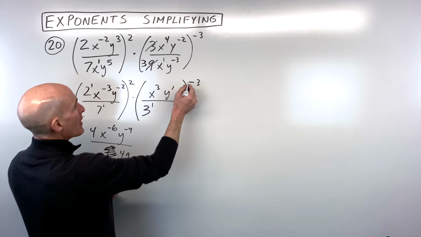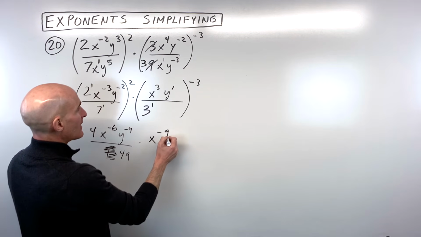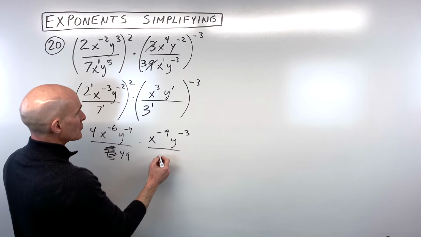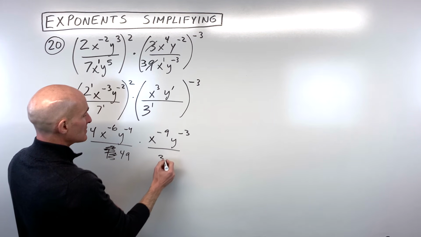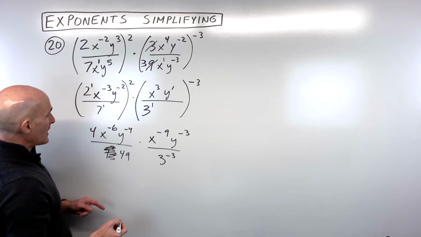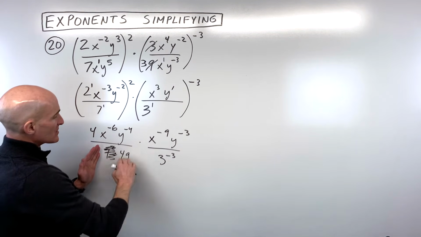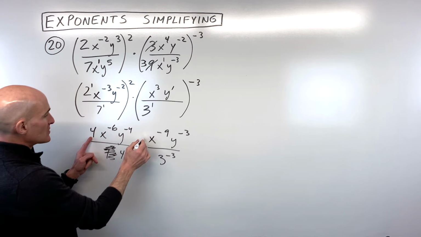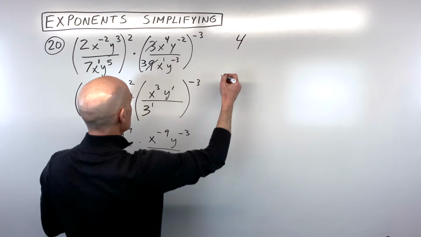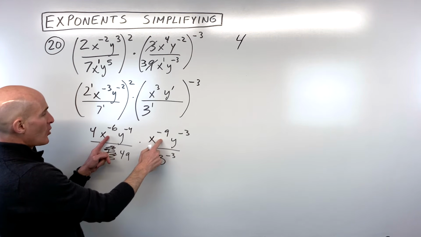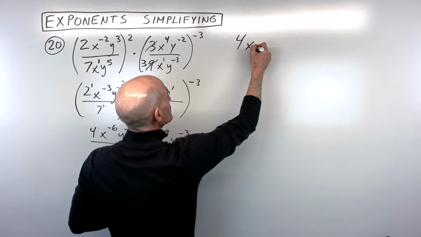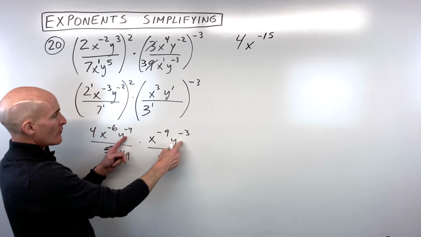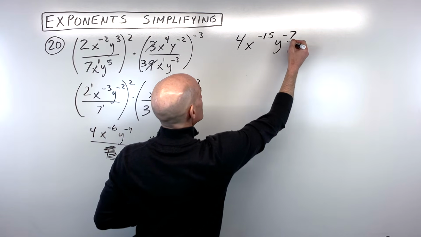Okay, over here, power to power we multiply, so that's going to be x to the negative 9th. 1 times negative 3 is negative 3, and 1 times negative 3 is negative 3, so this is 3 to the negative third. Okay, now what we're going to do is we're going to multiply horizontally across. So what I'm going to do here is I'm going to say 4 times 1 is equal to 4. And negative 6 and negative 9, when we multiply, we add. So that's going to be x to the negative 15th. And y to the negative 4th and y to the negative 3rd, when we multiply, we add. So that's y to the negative 7th.